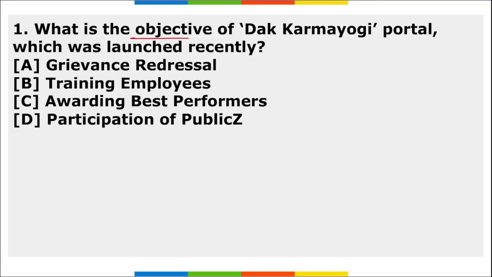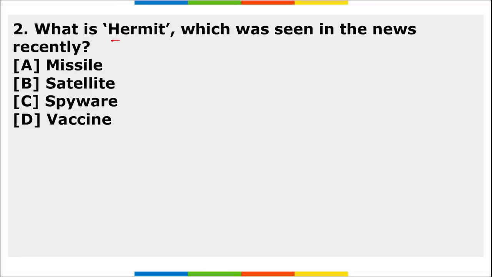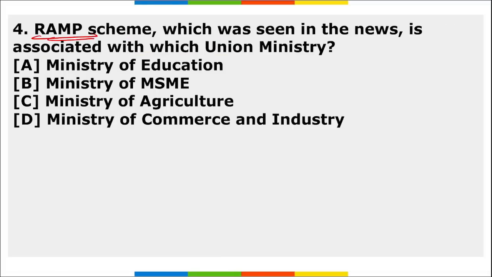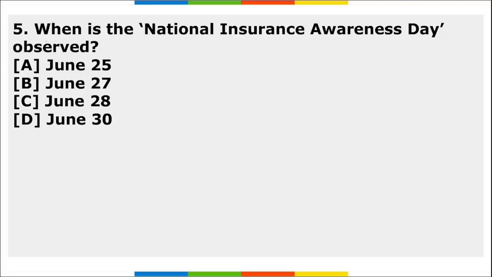First is, what is the objective of the Karam Yogi portal? Second question is, what is Hermit, which was seen in the news recently? Next, National Highways Excellence Awards were instituted to facilitate which category? Fourth, the RAMP scheme, which was seen in the news, is associated with which union ministry? Fifth, when is the National Insurance Awareness Day observed? So these are the 5 homework questions.